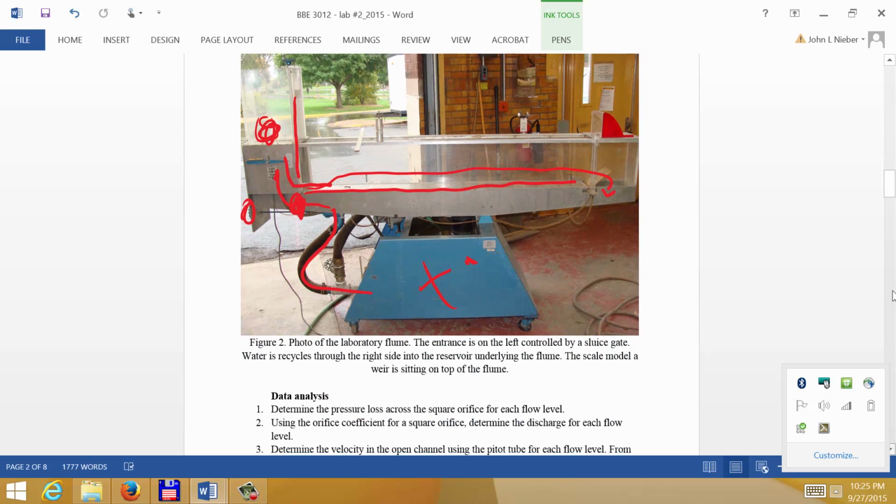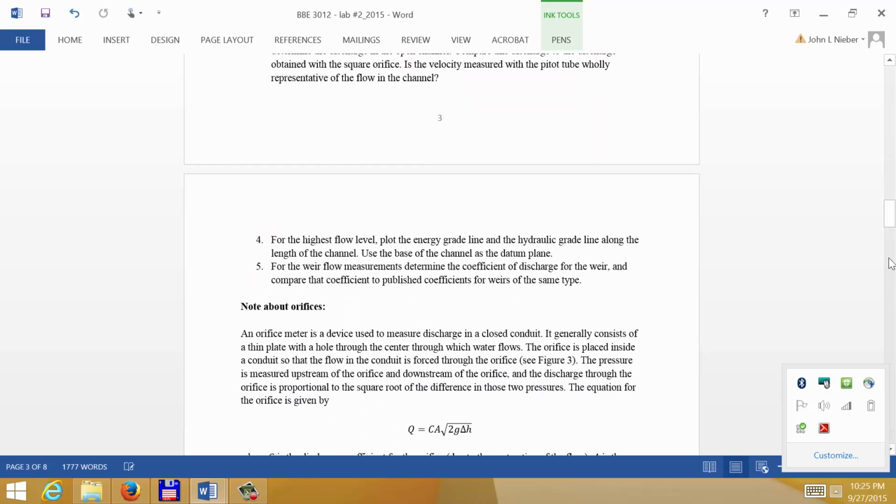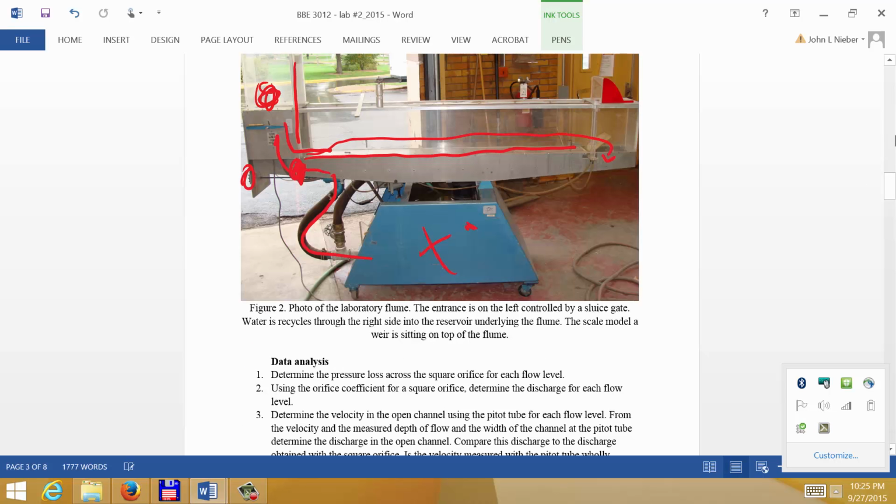Alright, so then what we'll do is at each one of those flow level measurements, we're going to do 3 different flow levels. And for the highest flow level measurement, you're going to determine the elevation of the water surface at 5 equally spaced locations along the channel. Measure your distance to those locations from the left-hand side here. Do that at 5 different locations.